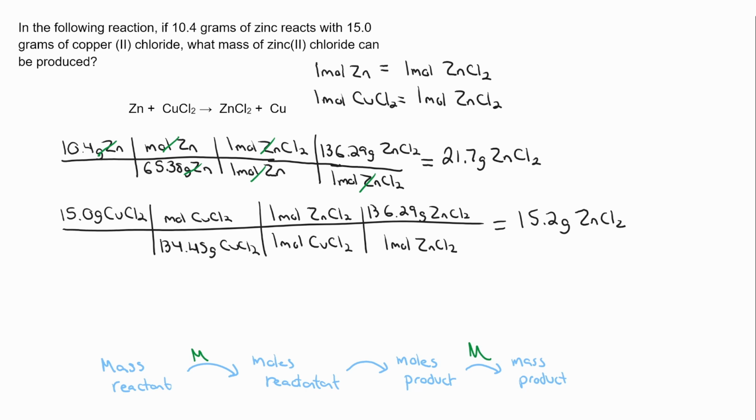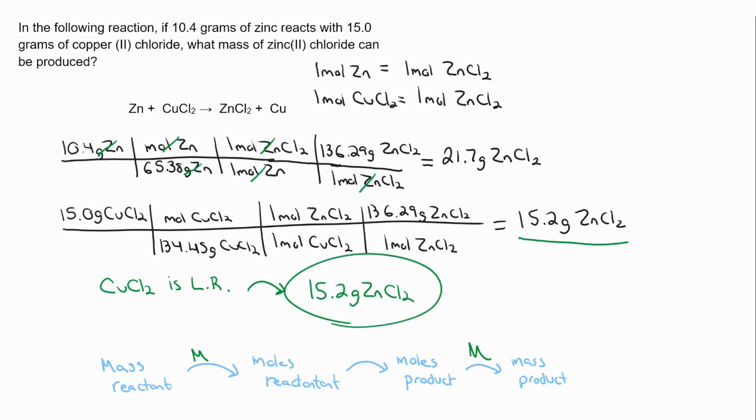These masses that we found are the amounts the individual reactants can possibly make. This is the idea of finding out about how much you can actually make theoretically, is the idea that copper 2 chloride can only make 15.2 grams of zinc 2 chloride before copper 2 chloride is completely gone. So copper 2 chloride is the limiting reagent, which means the amount that it makes is the amount of mass that can be produced. So this means a maximum of 15.2 grams of zinc 2 chloride can be produced in this specific reaction with this amount of material. And that is because copper 2 chloride will be completely gone.